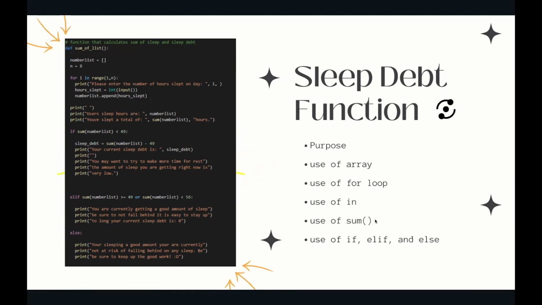Using our if, elif statements and else statements, with the minimum 49 hours of sleep being the point where the calculator needs to calculate it. If you're less than that, it'll calculate it. But if you're in the middle of 49 and 56, it'll give you the "you are currently getting a good amount of sleep" message. And else is for if you're past 56 hours of sleep, you're doing great, you're not falling behind on your sleeping schedule.